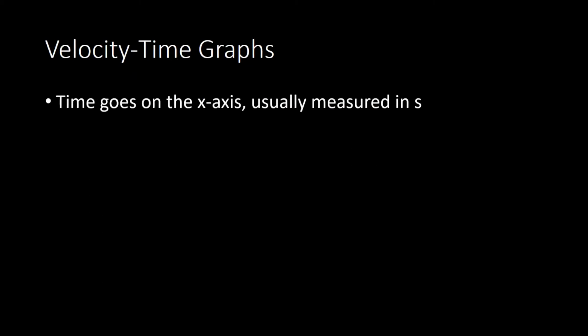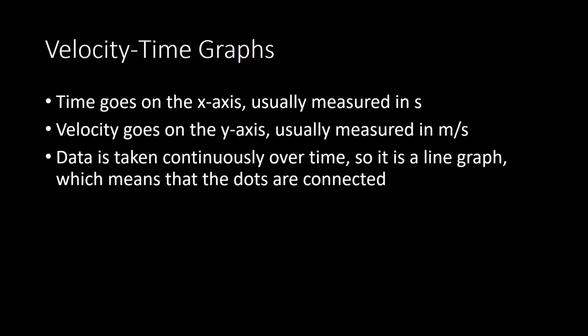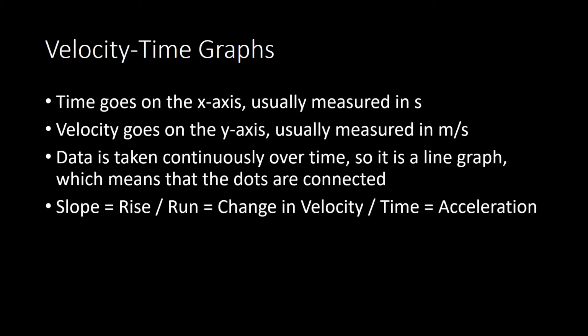So what we need to do is look at a velocity time graph. So velocity time graphs, time goes on the x-axis again. It's usually going to be measured in seconds, but could be any time unit. Velocity goes on the y-axis. It's usually going to be measured in meters per second, but could be any distance unit over any time unit. But the time unit does have to be the same as the x-axis time unit. The data is again taken continuously over time, so we're typically going to use a line graph where we connect the dots. And the slope is rise over run, which is change in velocity over time, and change in velocity over time, as we'll talk about next, is acceleration.